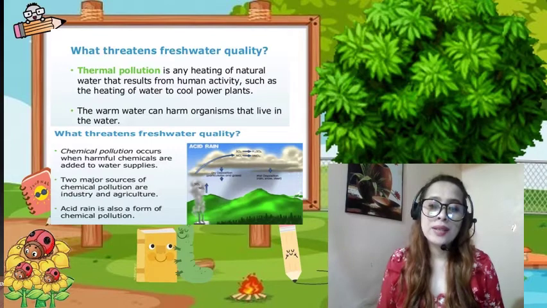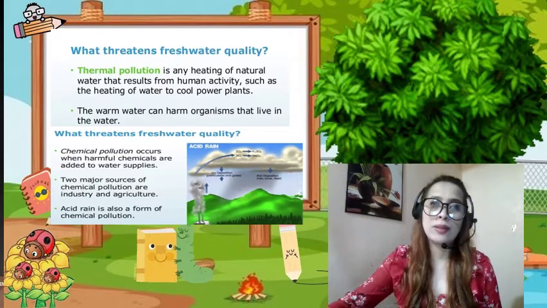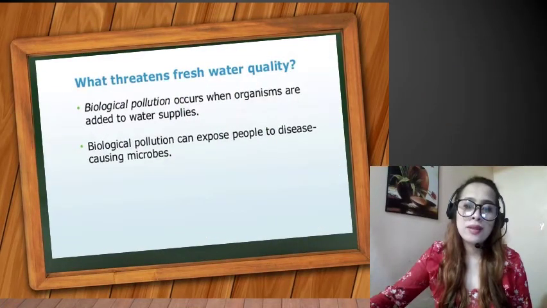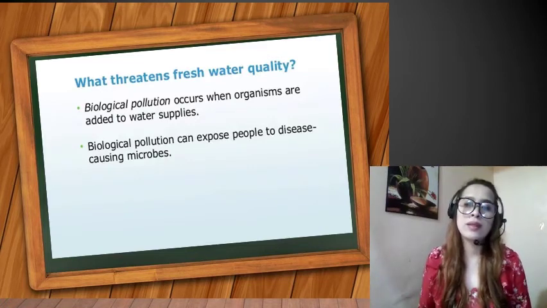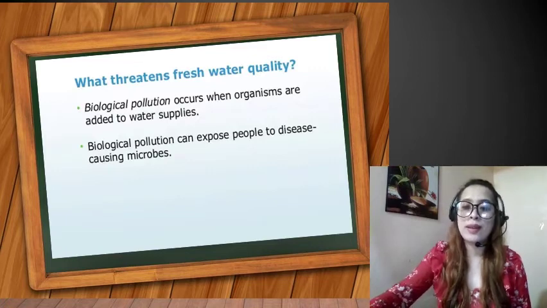Another is acid rain. It's also a form of chemical pollution. Acid rain is just a manifestation of how polluted our water is because of the presence of different harmful chemicals. And another thing that threatens our freshwater quality is biological pollution, which occurs when organisms are added to the water supply. Biological pollution can expose people to disease-causing microbes, and this is when we sometimes forget to treat our water, and there is already a presence of microorganisms that could cause harm.